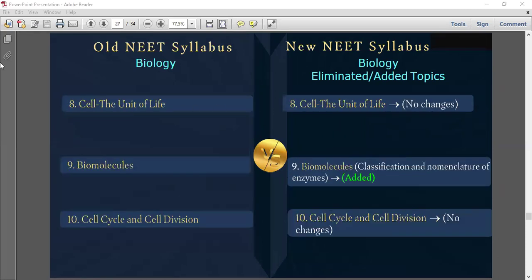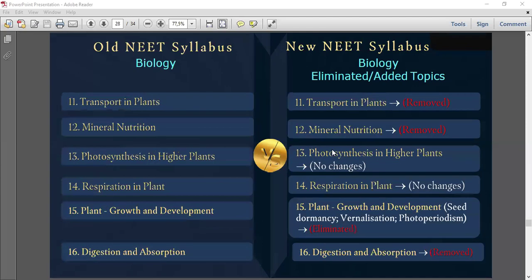Okay, fine. Then eighth chapter, there are no changes in cell, the unit of life, and biomolecules. In biomolecules, one topic is added: classification and nomenclature of enzymes. Then there are no changes in cell cycle and cell division. Okay, 10th chapter. Then 11th, transport in plants removed, mineral nutrition removed. Okay, then photosynthesis in higher plants, no changes. Respiration in plants, no changes. Plant growth and development, seed dormancy, vernalization, and photoperiodism eliminated. Next, digestion and absorption removed.